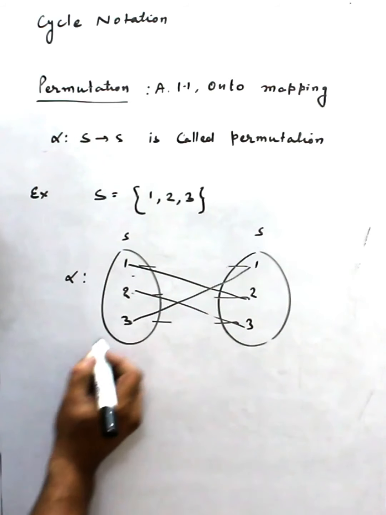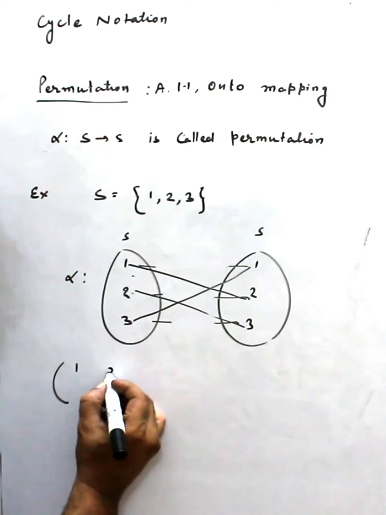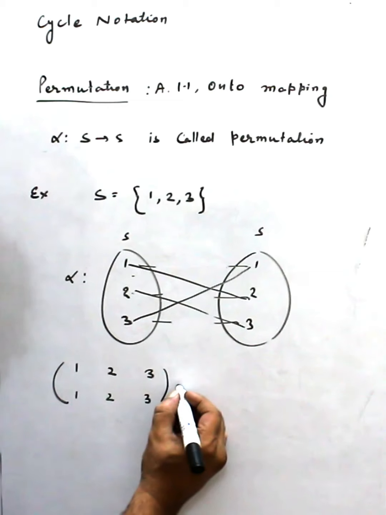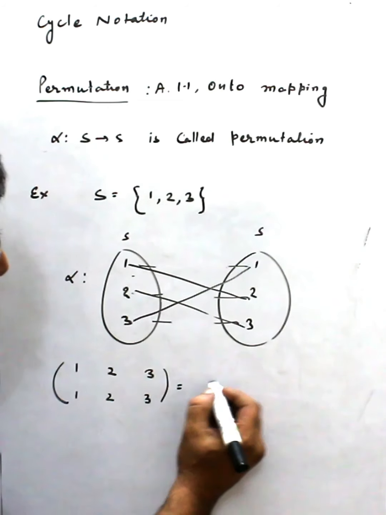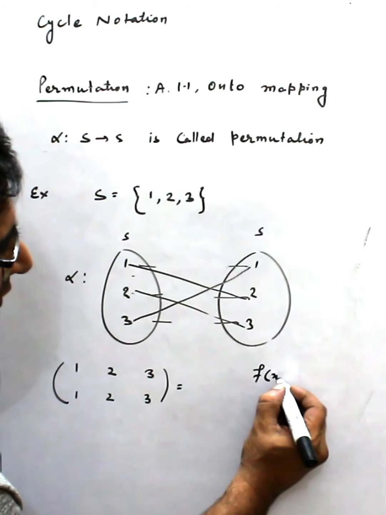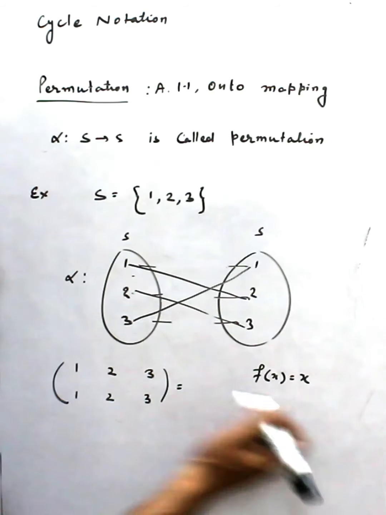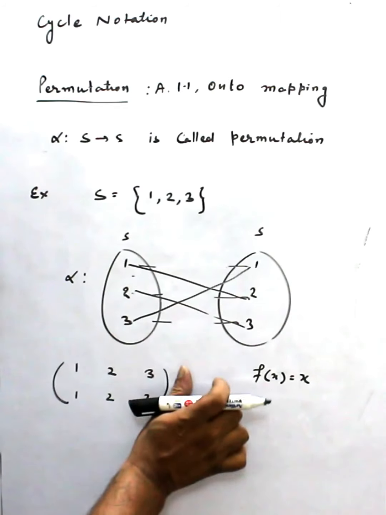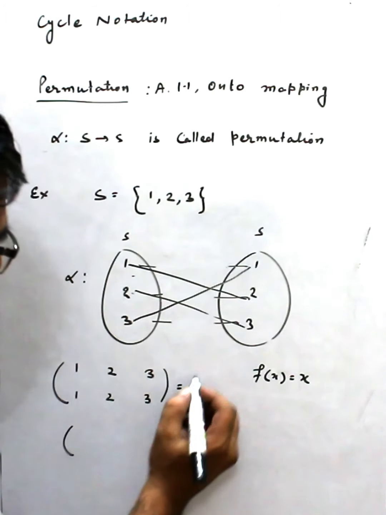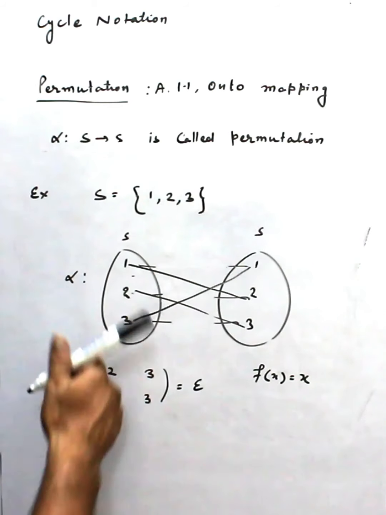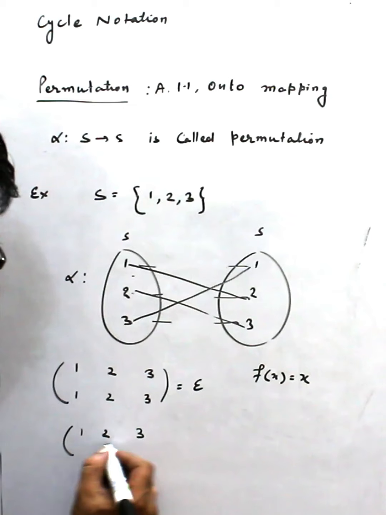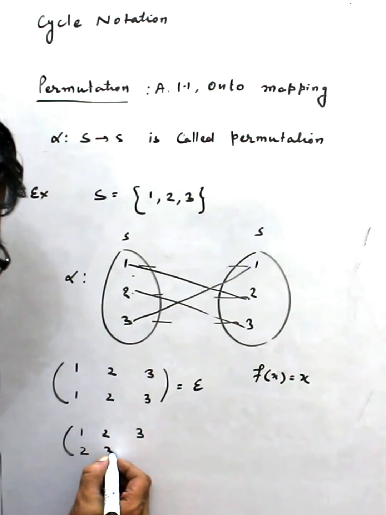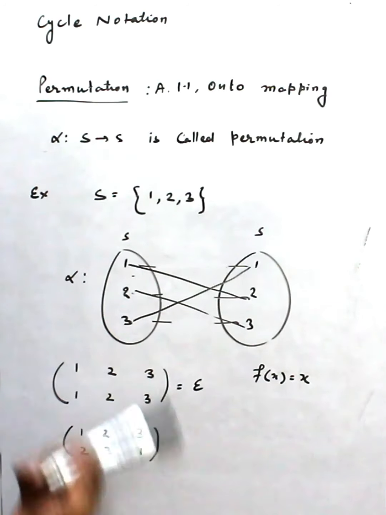In the first case I write 1, 2, 3 and below it I write the image 1, 2, 3. So this is the identity permutation, because this follows the definition of the function f(x) equals x, the identity function. We denote the identity by epsilon. In the other case, 1 goes to 2, 2 goes to 3 and 3 goes to 1. This is also a permutation.